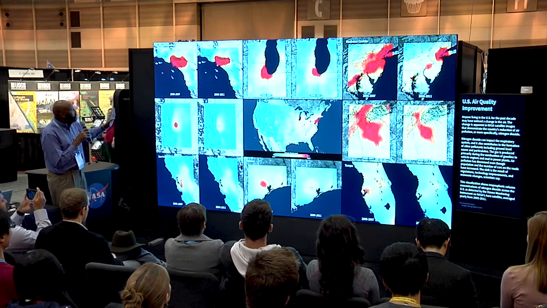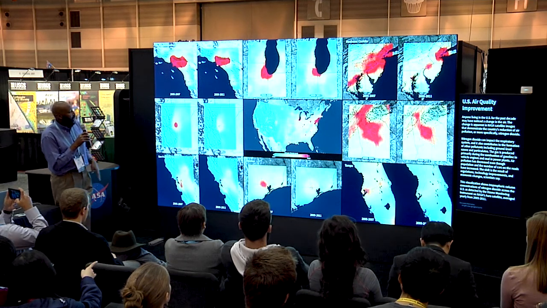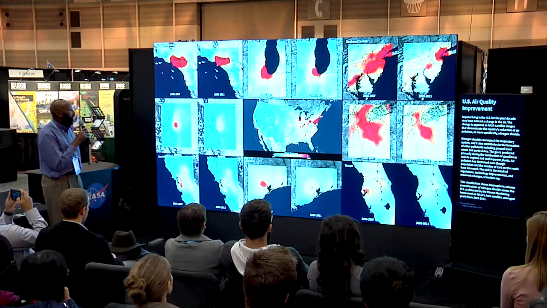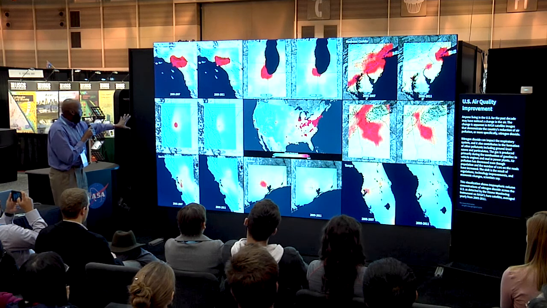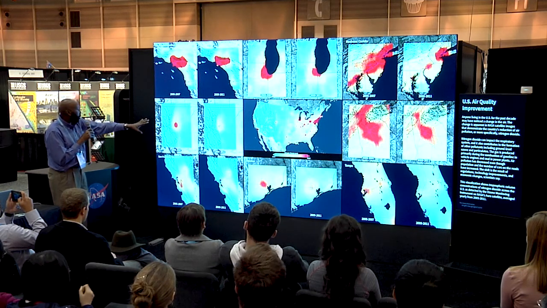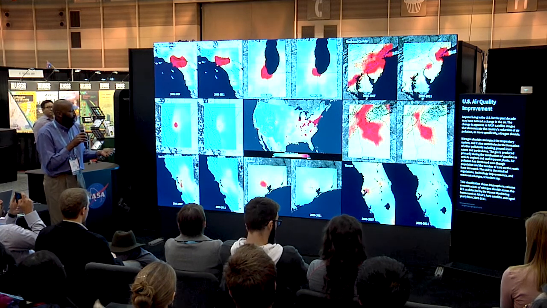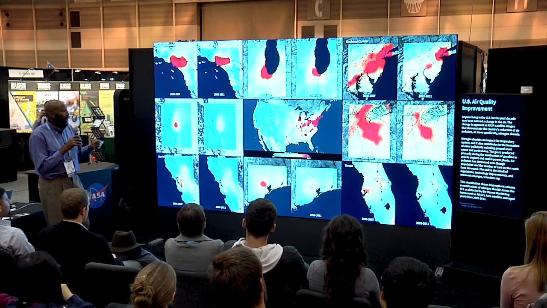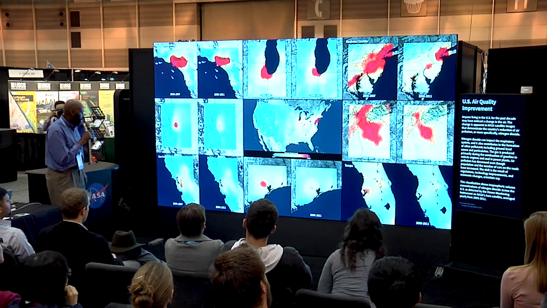And so we see that in every city NO2 has been decreasing quite dramatically, between 30 and 40% over this period. If you look at a city like Denver, the hotspot is almost gone over these years. And as I said, this is a combination of the regulations and also improvements in technology that reduce the amount of NO2 that's emitted into the atmosphere.